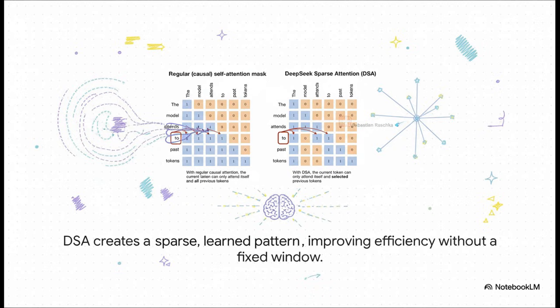It's not a fixed window. Instead, the model learns a unique, sparse pattern of attention for every single token it processes. This is a game changer. You get a massive improvement in efficiency, but you're not stuck with that limited, fixed window.